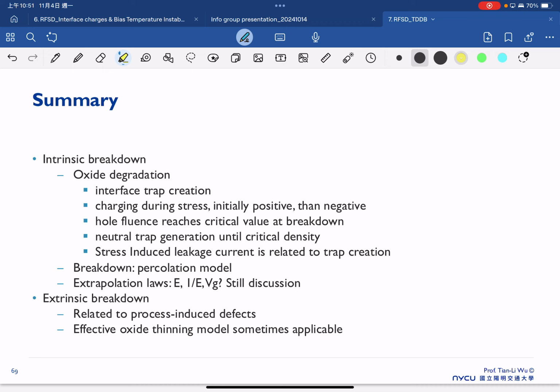Okay, so now we will stop here and we will start to move on to the group presentation. So we will come back in 5 minutes.